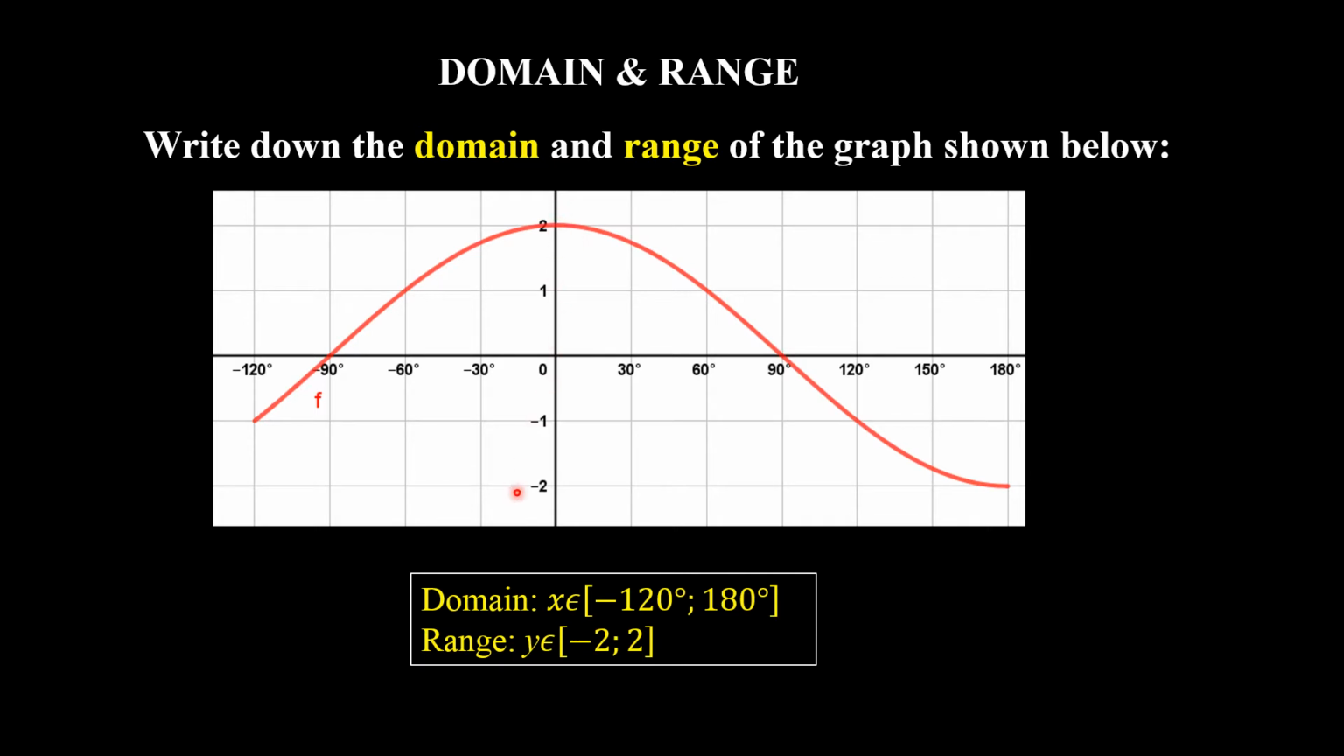Range, what is the meaning of range? The y values of the graph. Look at the y values. The minimum is minus 2. Minimum is not minus 1, remember that. Minimum is minus 2 here from the graph. We are reading the graph, and the maximum is 2.